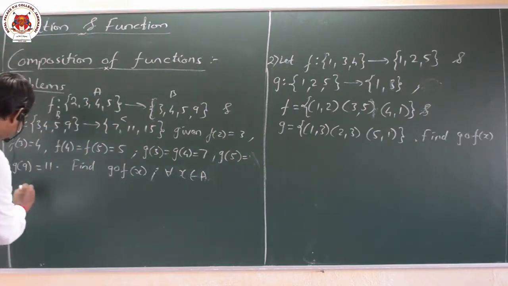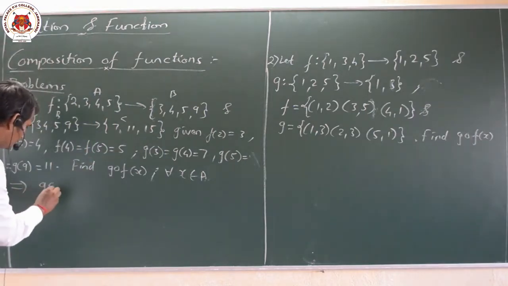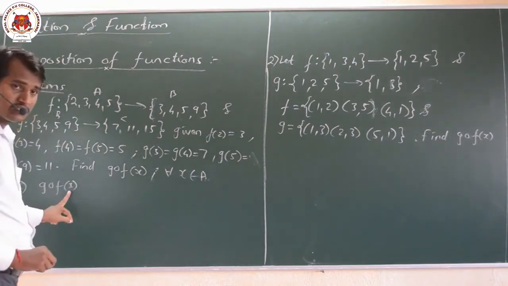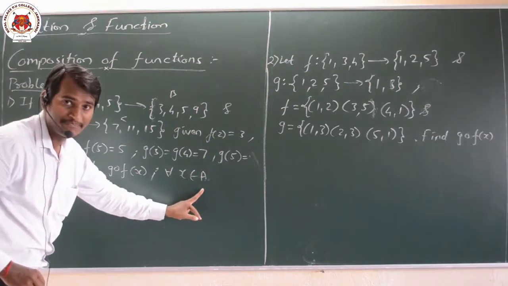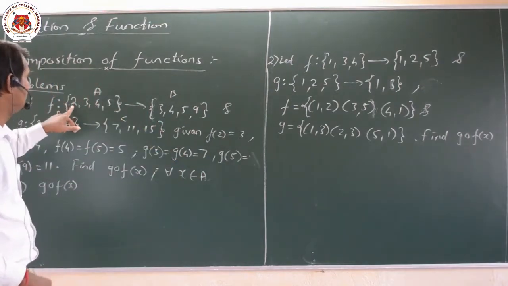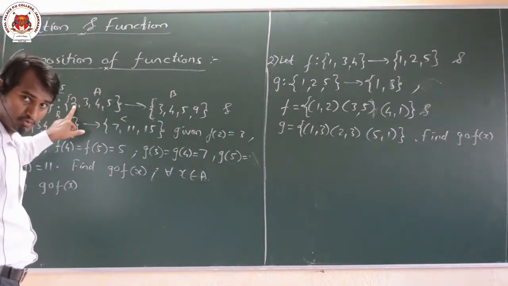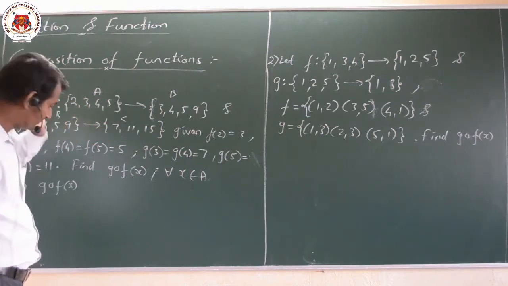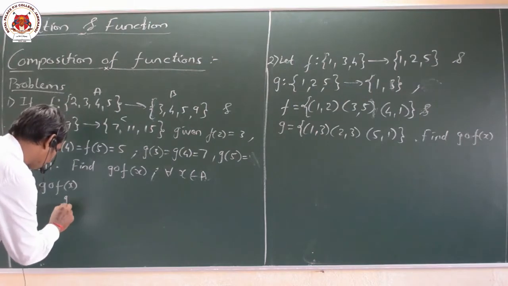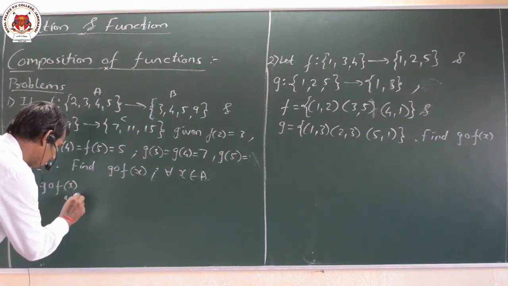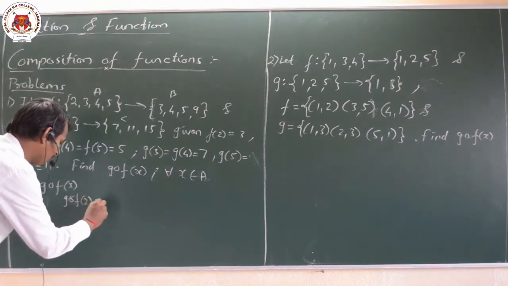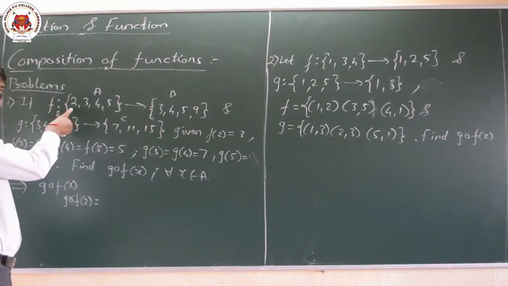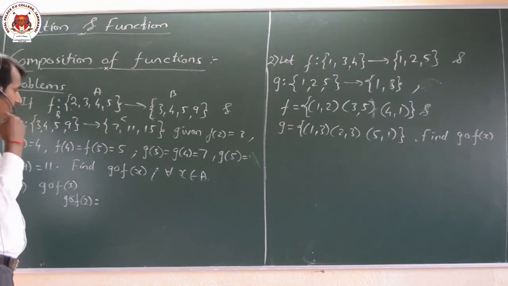So let us begin one by one. First, g(f(x)): in the place of x, where x belongs to set A, I will substitute all the elements 2, 3, 4 and 5. That is, pay attention, g of f of 2. In the place of x, I put 2 here. So what do we get?